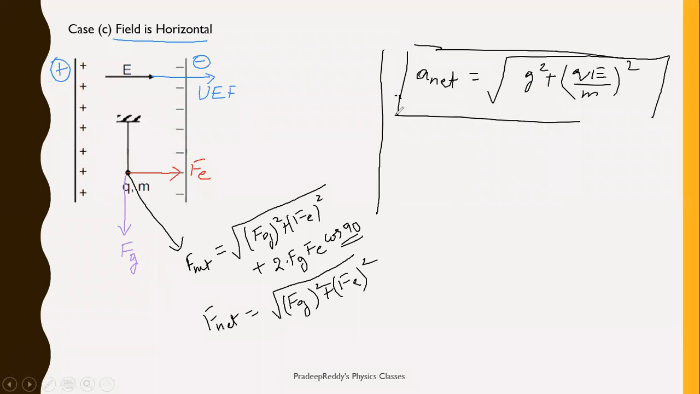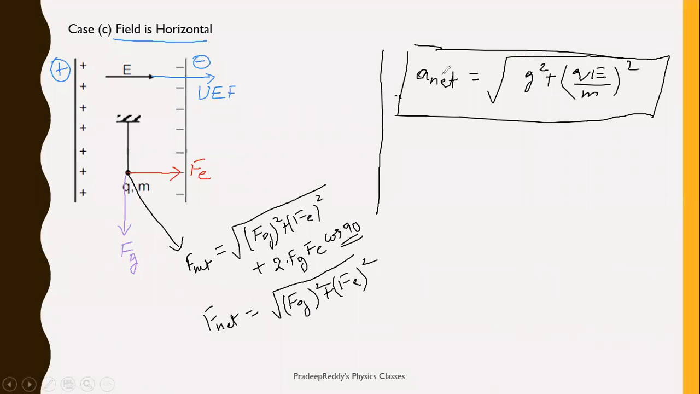I hope this equation is clear. For net acceleration, I am just replacing Fg. Fg is m g, right? So gravitational force is equal to m g. So there I have taken it as m, g over here, that gives you g square. Electrostatic force is qE, and as mass comes to the right side, it is divided by m. This gives you net acceleration.